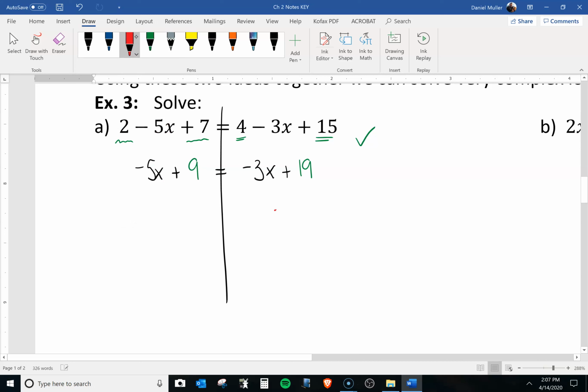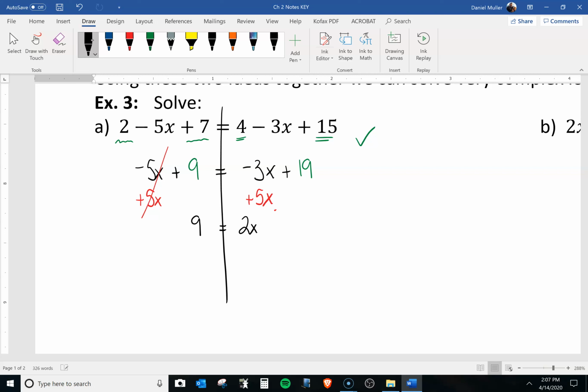To move an x, you can add or subtract it. It's a negative 5, so I will add a 5x. I'll do that to the left and to the right to keep everything balanced. And then negative 5x and a positive 5x will be gone. So here's my equal sign. On the left, I've got a 9. On the right, I've got a 5x and a negative 3x. There's 5 good guys, there's 3 bad, there's more good guys. There's 2 more, so I've got a 2x. And then we got a 19.